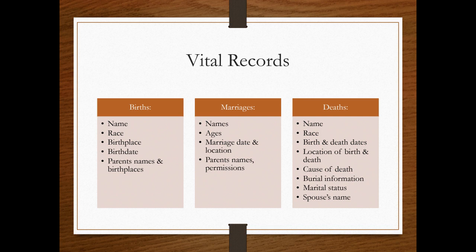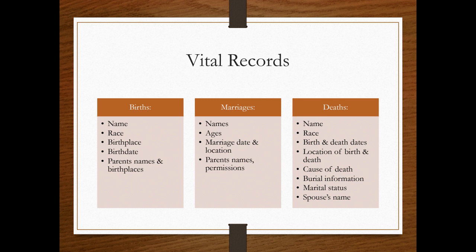Okay, so first up is going to be vital records. So these are the births, the marriages, and the deaths. So things like birth certificates, birth registers, marriage certificates, marriage bonds, marriage books, the death. There's going to be death certificates, there's death registers, things like that.